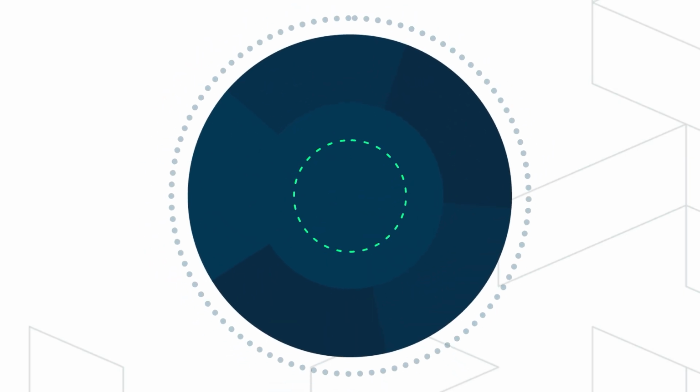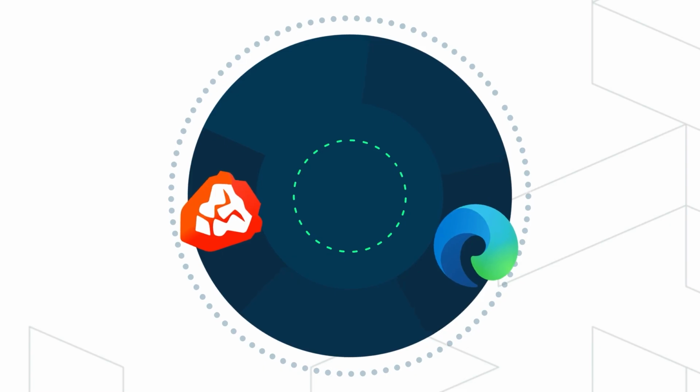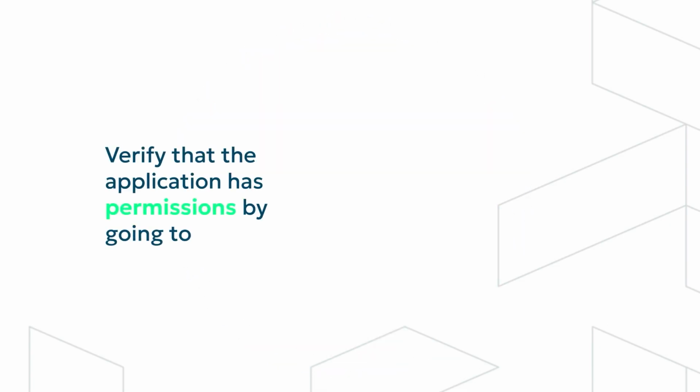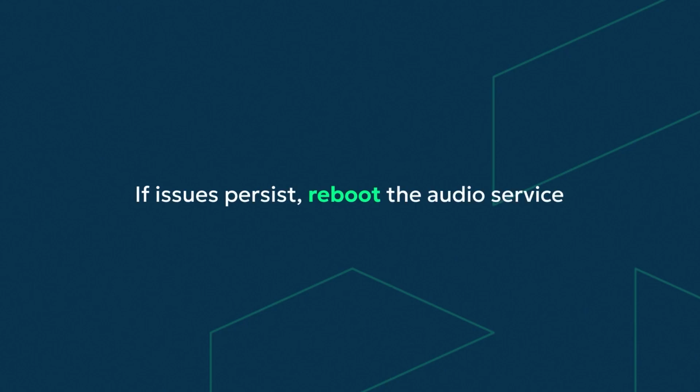To resolve microphone app conflicts, close any unnecessary apps that might be accessing your mic. Next, verify that the application has permissions by going to Settings, Privacy, Microphone. If issues persist, reboot the audio service.